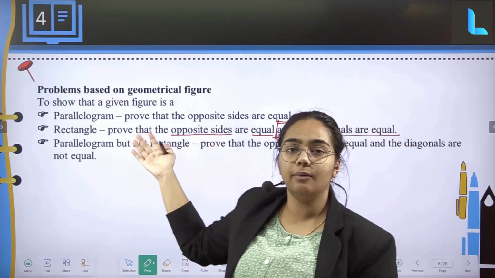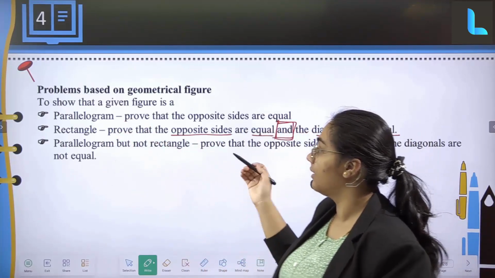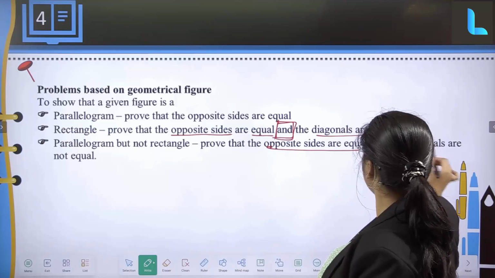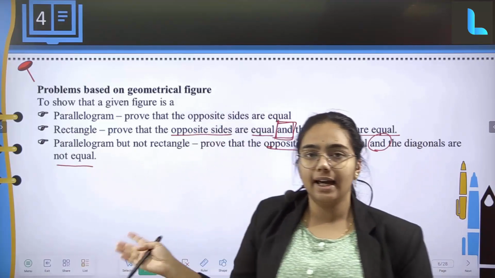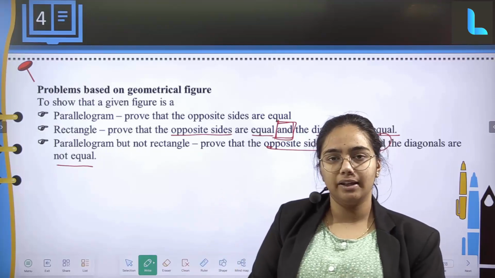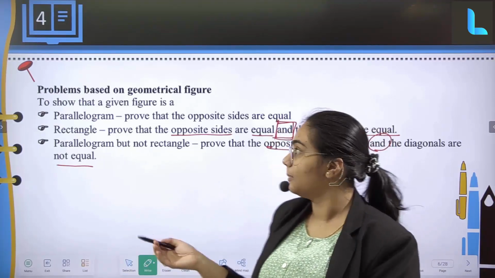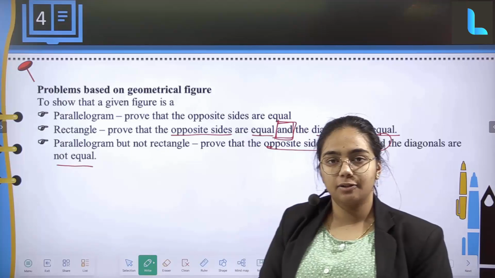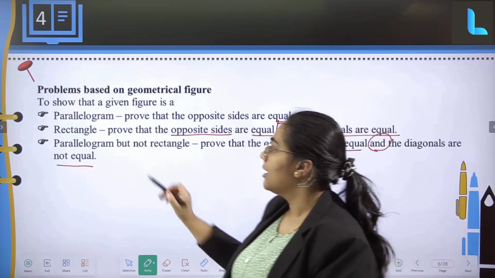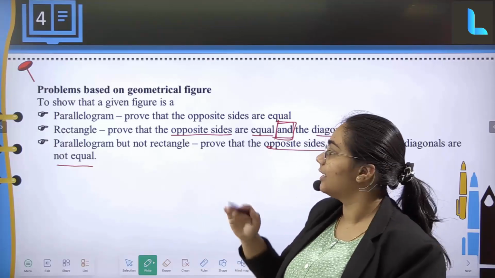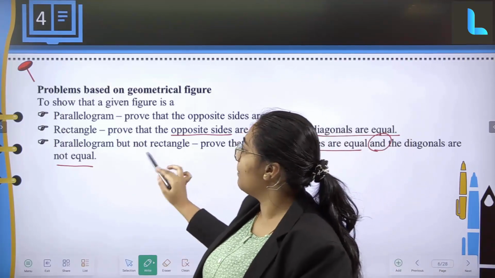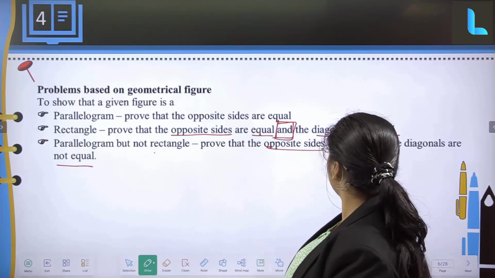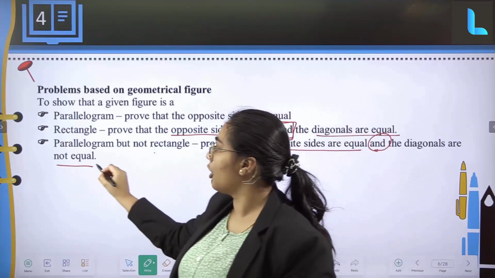What is the difference between a parallelogram and a rectangle? For a parallelogram but not a rectangle, prove that opposite sides are equal and diagonals are not equal. For a rectangle, the opposite sides have to be equal as well as the diagonals also have to be equal. But when it comes to a parallelogram, it is just that opposite sides have to be equal. Parallelogram but not rectangle: opposite sides have to be equal, but the diagonals are not going to be equal.